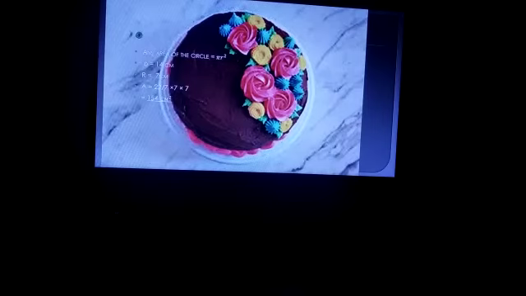That is 22 by 7 into 7 into 7. Diameter is 14 means radius is 7. So pi r square. So 7 into 7. 22 by 7, one 7 gets cancelled. 22 into 7, 154 centimeter square.